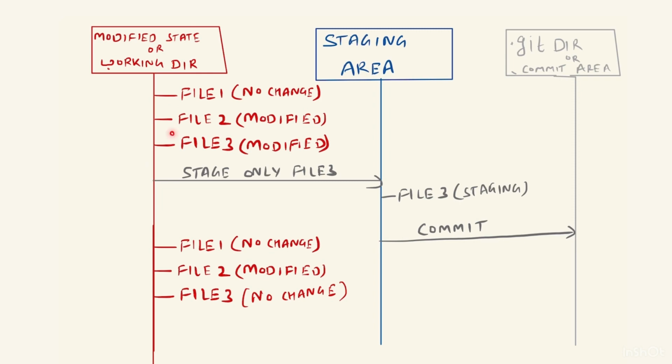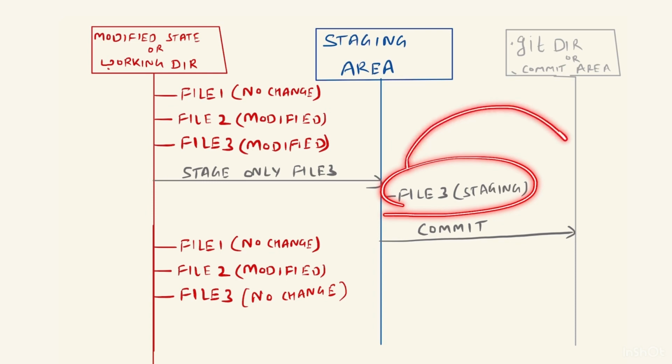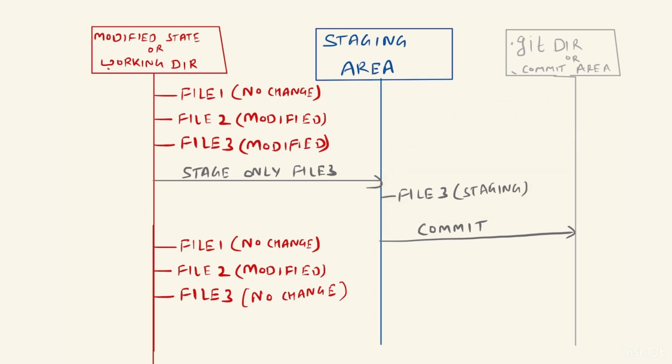Suppose you modified 2 files, file 2 and file 3, but you stage only file 3. So your file 3 is ready to commit, but your file 2 is still in the working directory and is not staged yet. So staging means you are just about to commit and you move all those files that you want to commit to the staging area. Commit means you took the files in the staging area and then you move them to the Git database.